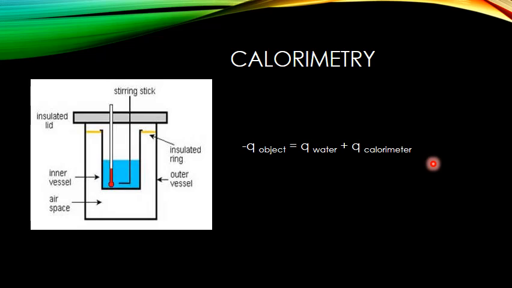So because of the first law of thermodynamics, where energy cannot be created or destroyed, it can only change forms, whatever energy or heat that the metal lost had to go somewhere, and in this case it was absorbed by the water and also the calorimeter. So that's where we get this equation here. Whatever energy the object loses, it's going to be equal to the sum total of the energy that the water and the calorimeter gains.